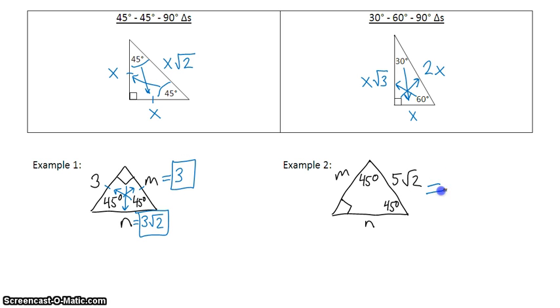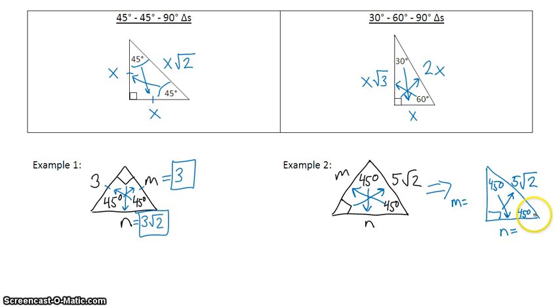Our second example is not drawn to scale. I always like to redraw these triangles to scale and orient them so they are like our examples. The hypotenuse in this case is 5 square roots of 2. Across from our 45 degree angle is n, and across from our other 45 degree angle is m. If we look at our hypotenuse, it's 5 times the square root of 2, which means that each leg has to be 5 if we follow our pattern.